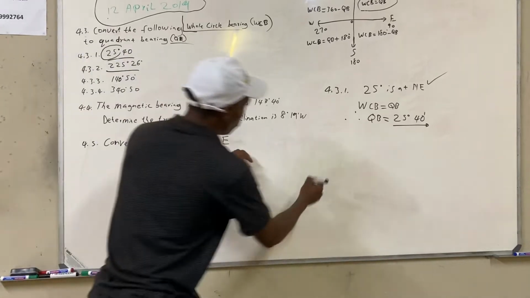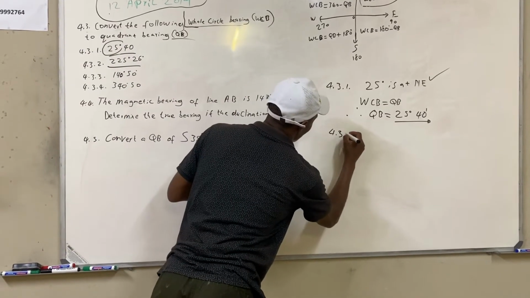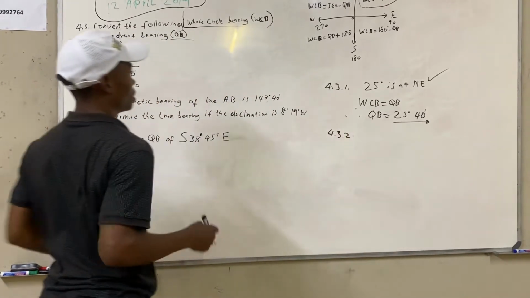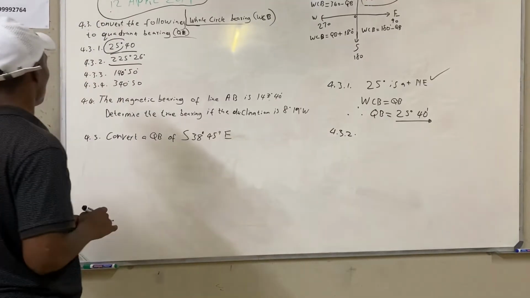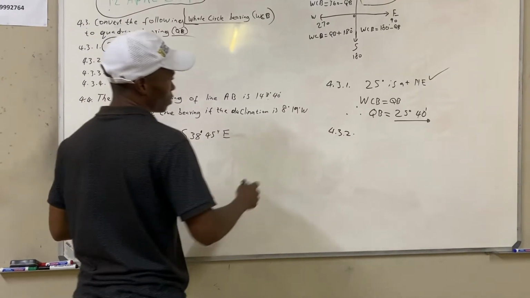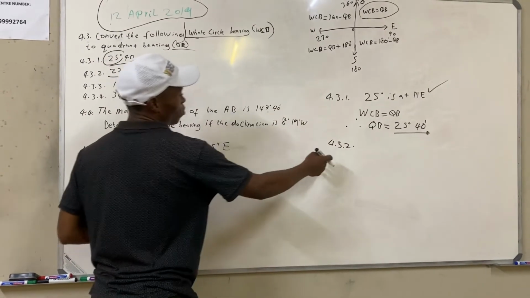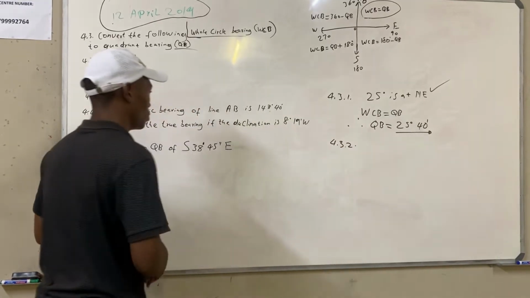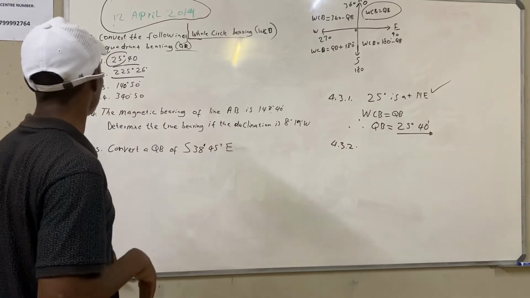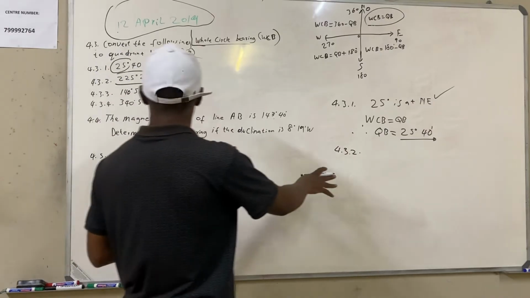So we go to 4.3.2. Make sure that you write this number well, because most students, instead of 4.3.2, write 4.3.4. You see, the number is very important. Make sure that you don't lose marks.